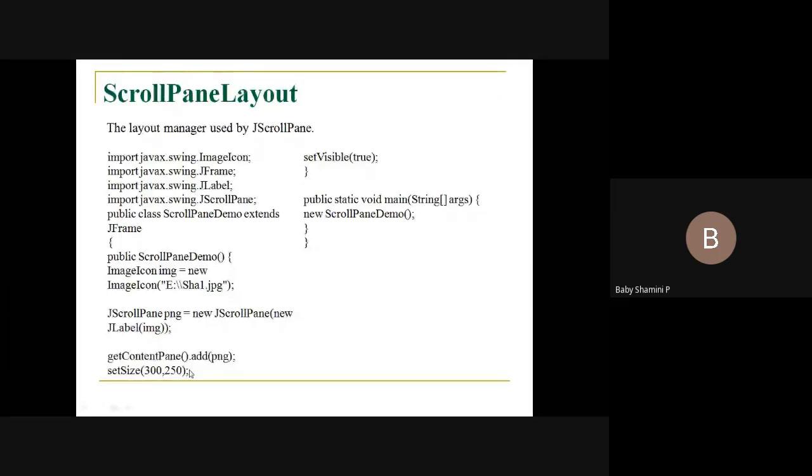Here I'm just using a scroll pane. For that I'm using the statement JScrollPane png equal to new JScrollPane of new JLabel. The use of the label here is that I'm going to insert an image, so I'm declaring the statement new JLabel img. In this img I'm going to store the image, so I'm declaring this variable as img. Next I'm going to add the content into the content pane, using this object png, that is the variable png, for the content pane. Okay, I will show the demonstration.